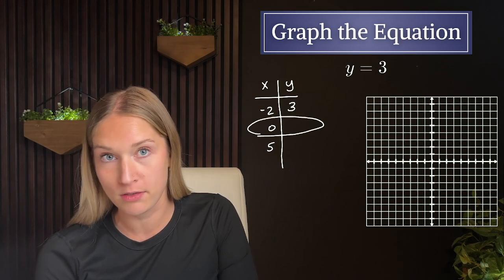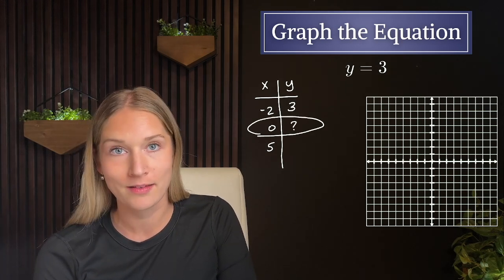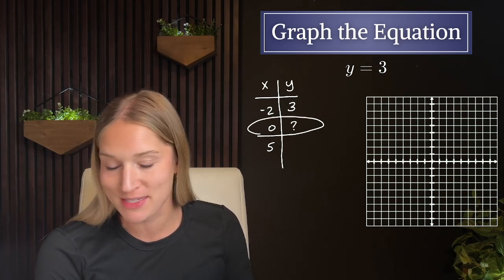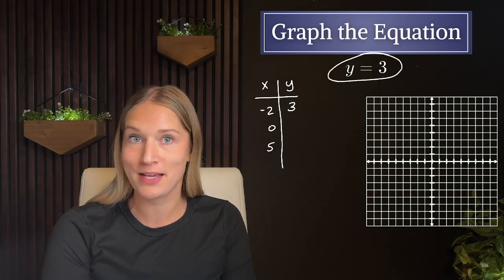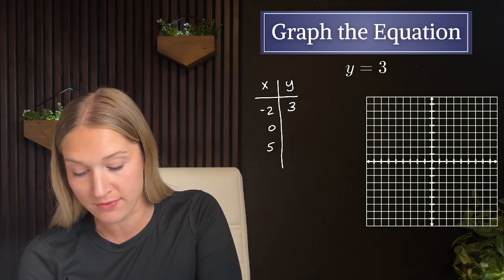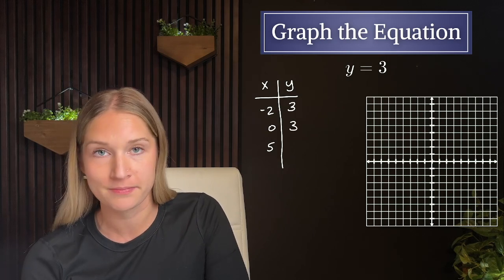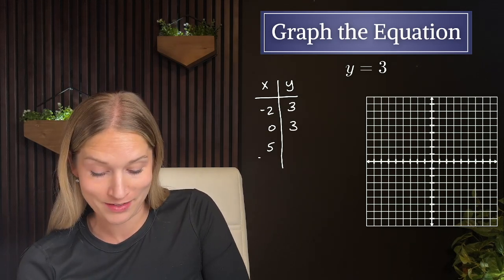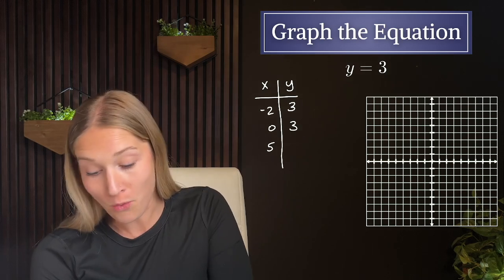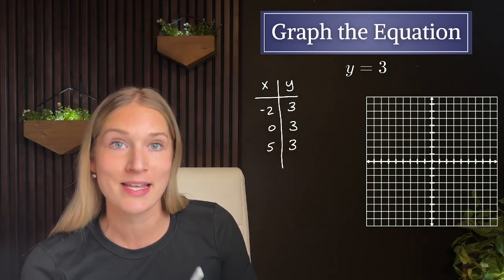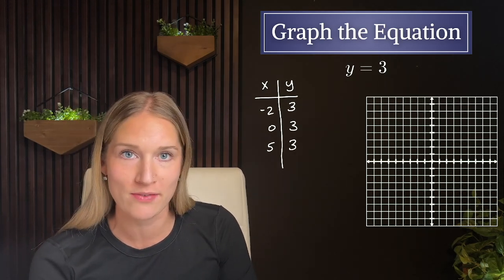So when I look at x is 0, when x is 0, what is y? Well, we've already been told a few times now, hey, y is 3. It doesn't matter what x is. It has no effect on your y value. So y is 3. So what is y when x is 5? Same thing. Y is still equal to 3. Your x has no impact on your y value.